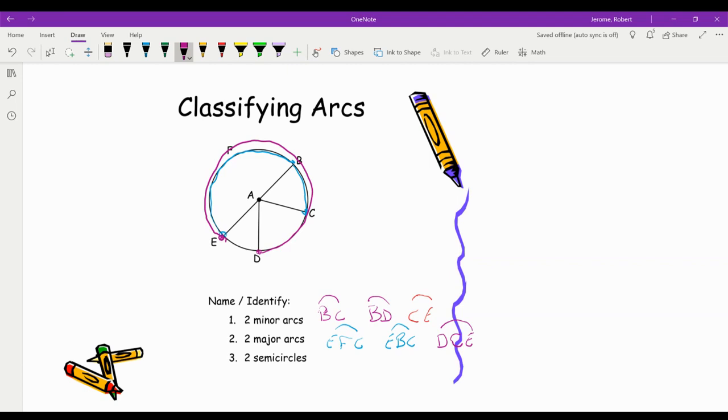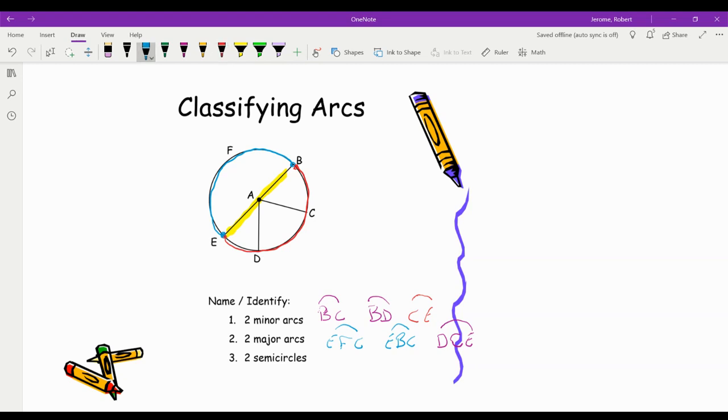And then, of course, we're asked here to name semicircles. So if we're going to name semicircles, a semicircle is halfway around the circle. So the giveaway here is look at our diameter. That cuts a circle in half. So our semicircle is E, go this way to B, and the other one is E and go this way to B. So we could call it semicircle EB, but we wouldn't know which half, the red or the blue.